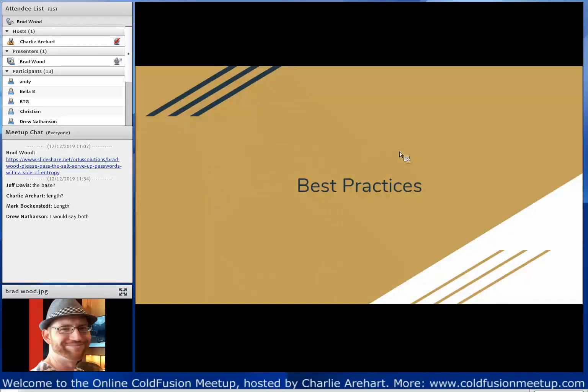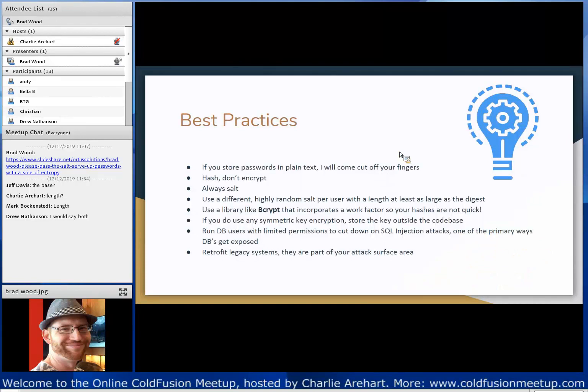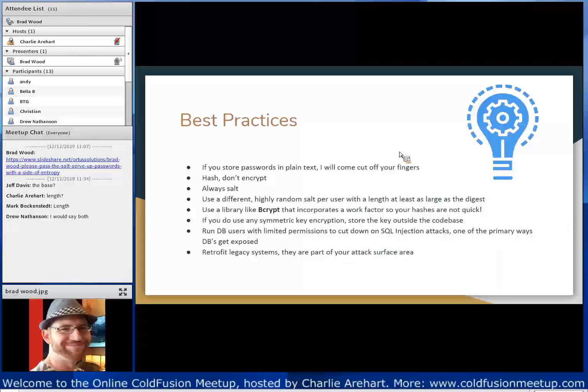Okay, so a few best practices here, just to review, right? If you store passwords in plain text, I will in fact come and cut off your fingers. So don't do that, please. Hash, don't encrypt, right? Encryption is two-way, it can be reversed. Hashing is one way, it cannot be reversed. That has to be brute forced.